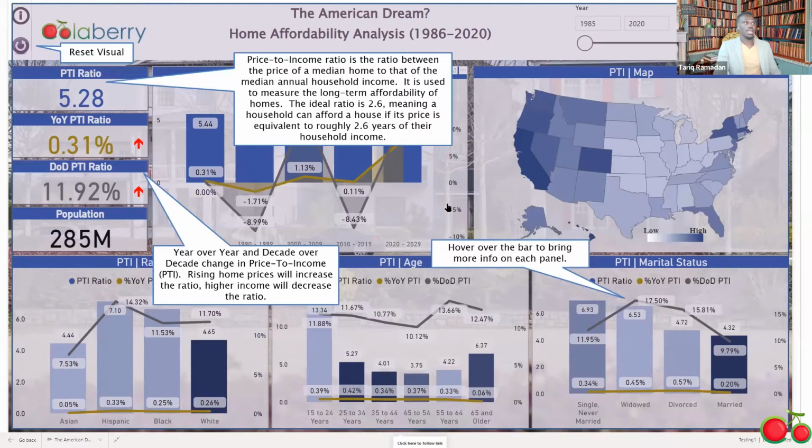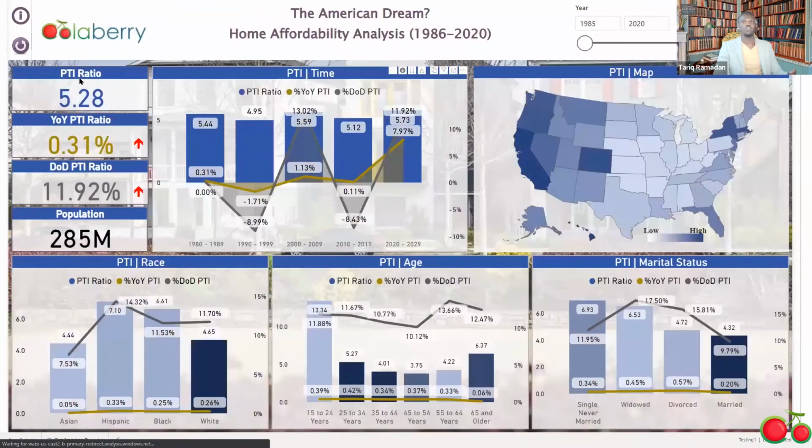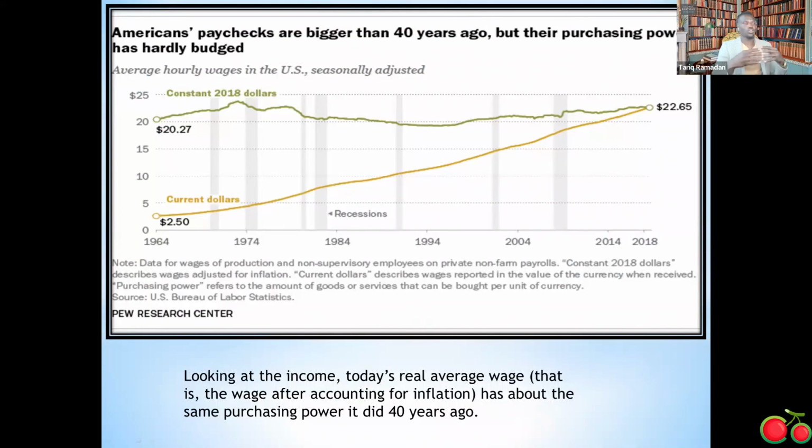Let me know. Now, looking at the main dashboard, the overall PTI has been hovering over 5.0 for the past 30 years. It is a function of both the housing price and the income. So what does that mean? Let's go back to the slide and look at income. Today's real average wage, that is the wage after accounting for inflation, has about the same purchasing power it did 40 years ago, an increase of less than 25%.